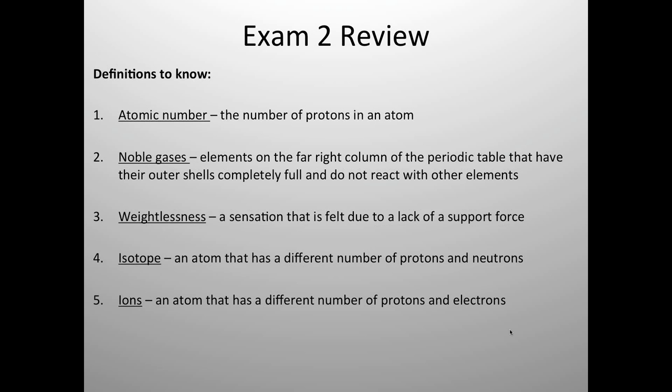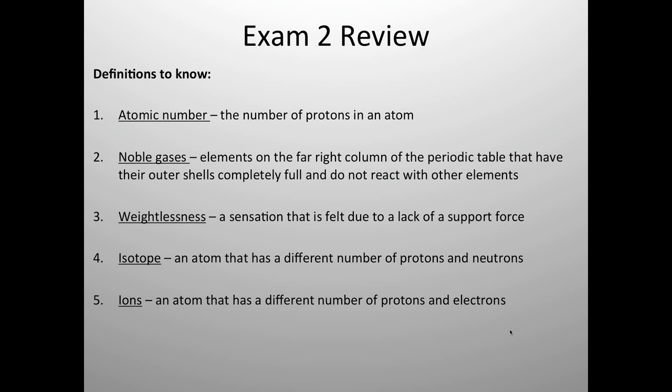Here, the first one is the atomic number. The atomic number is the number of protons in an atom. The atomic number determines what type of atom this is, what element it is. Remember the numbers that count up, starting with hydrogen at 1 and helium at 2 on the periodic table. That is the atomic number, and that tells us how many protons are in the nucleus of that atom.